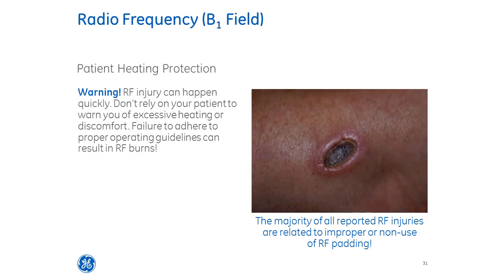This is an example of an RF burn. It is important that everyone realizes that an RF injury can happen very quickly. The technologist should not rely on the patient to warn them of excessive heating or discomfort. They may have even been sedated or undergo general anesthesia and not even know it. Failure to adhere to the proper MR safety guidelines can result in RF burns. In fact, the majority of all RF burns are related to improper or non-usage of RF padding.